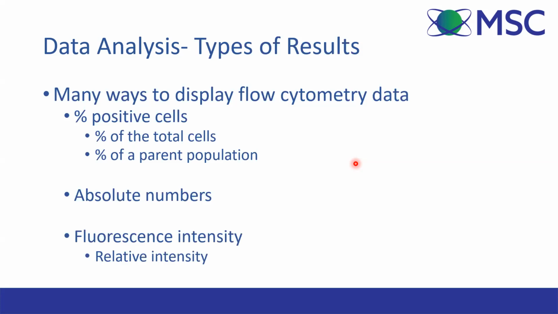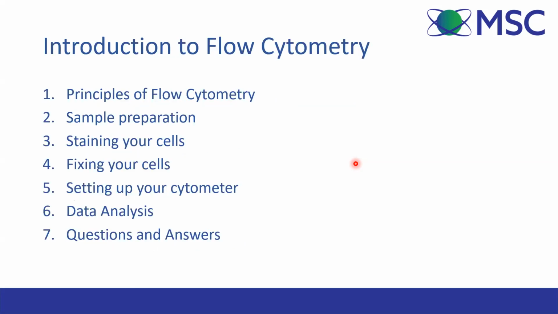Another very useful measurement is looking at the intensity of fluorescence. This is similar to a Western blot, where you can look at relative intensity levels between different samples. It's particularly useful for activation markers, such as CD25 on T cells, or intracellular markers like transcription factors. Data analysis packages will give you an average fluorescence intensity for the cells in a particular gate, and you can use this to compare between different samples, which might have received different treatments, for example.